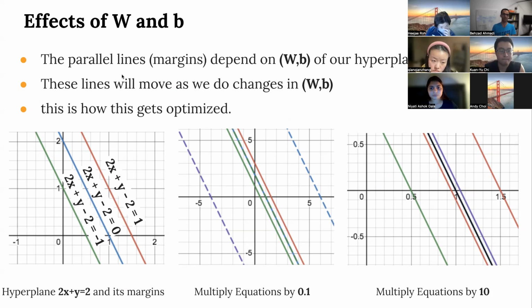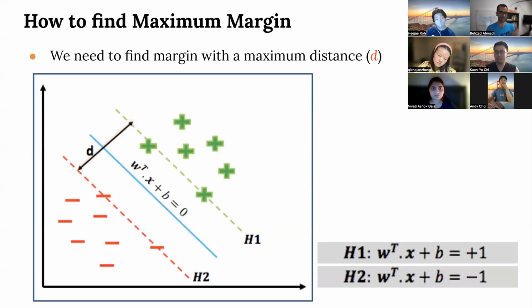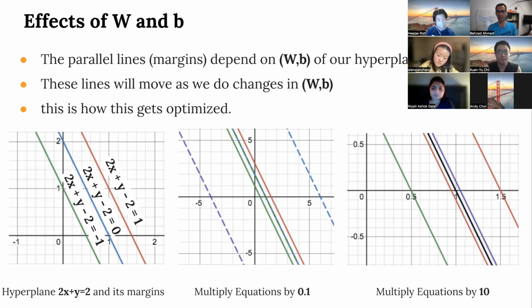So the parallel lines here, which are the margins, depend on W and B for our hyperplane. The line will definitely move as we change W and B. You're trying different W's and B's. So you're trying to actually maximize this until this D changes until this D is maximized. This small d of the margin is maximized. And understand, the more we go to the mathematical part of it, it becomes less tangible compared to the non-mathematical explanation. Any question here?